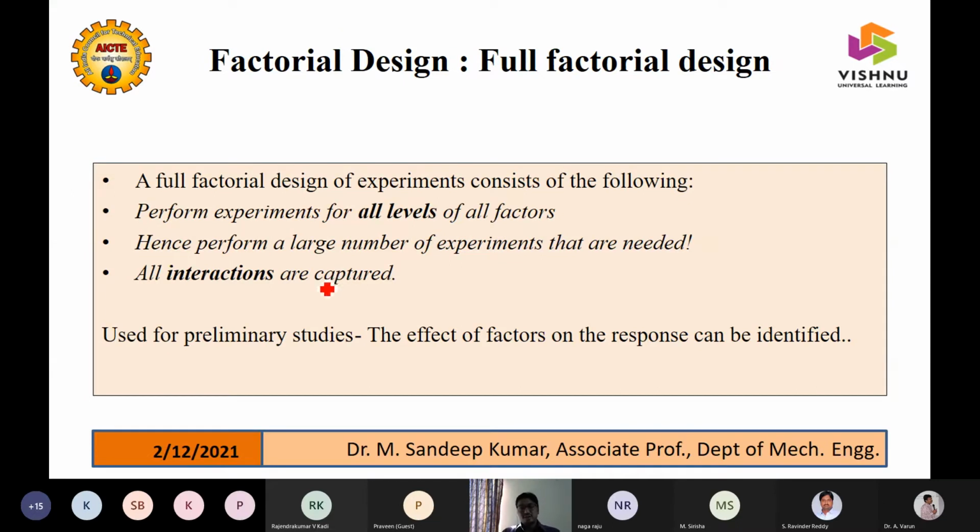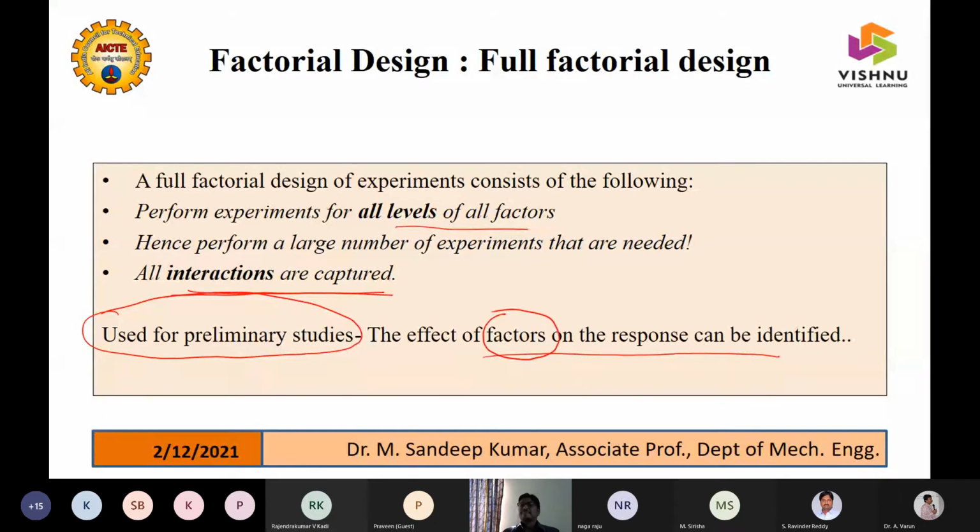In this again we have 2 types, but let us start here. Perform experiments at all levels of all factors. Hence, a large number of experiments are needed. The main advantage of full factorial experiment is that all interactions are captured here. And generally, we use this for preliminary studies. Now, what are these preliminary studies? The effect of factors on the response can be identified.